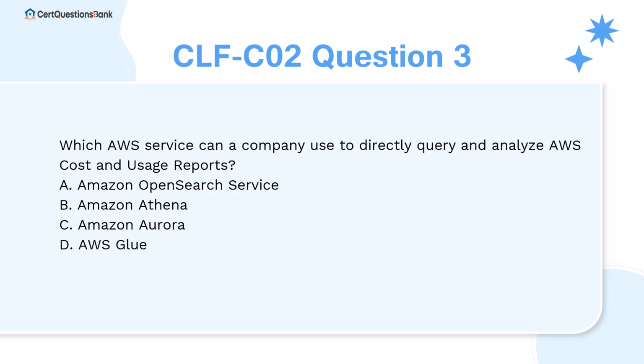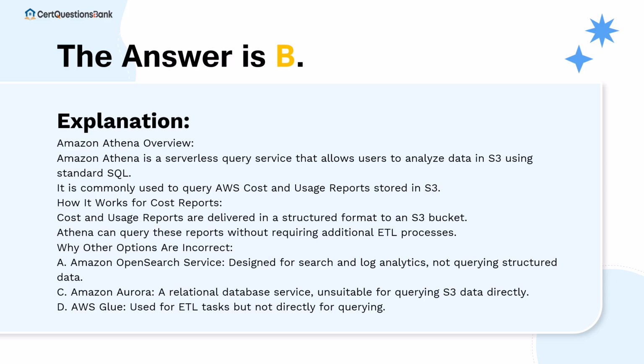Which AWS service can a company use to directly query and analyze AWS cost and usage reports? A. Amazon OpenSearch Service, B. Amazon Athena, C. Amazon Aurora, D. AWS Glue. The answer is B.